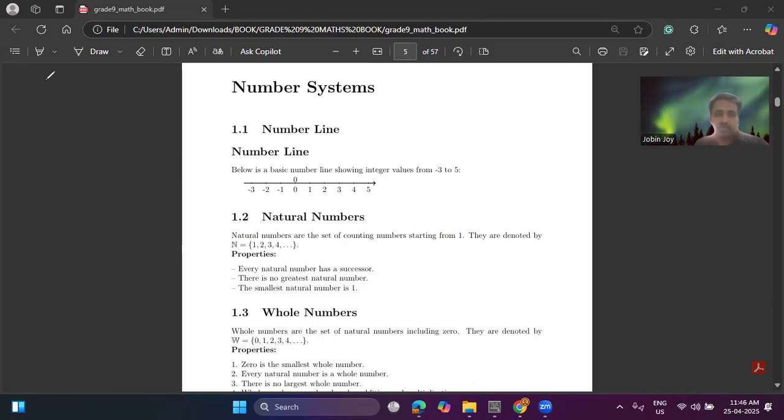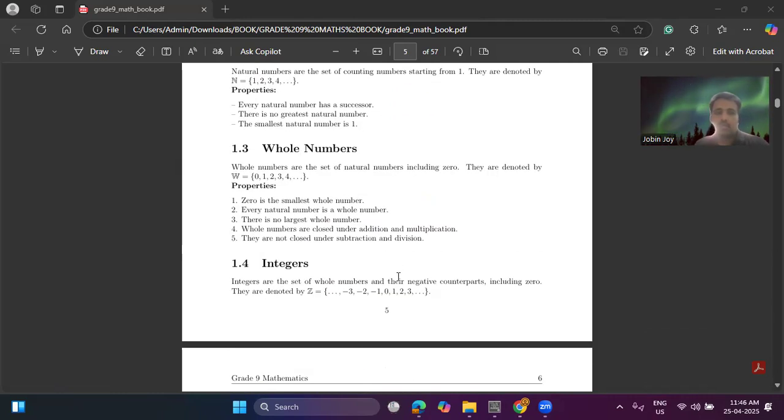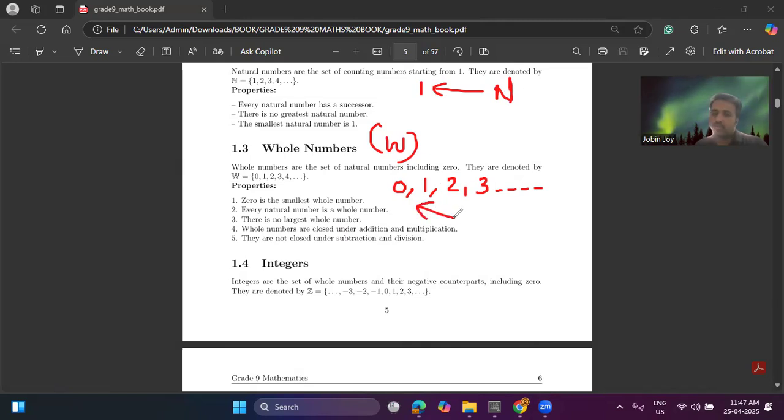Then coming to the next one, whole numbers. What are whole numbers? Whole numbers are represented by the letter W, starting from 0. So natural numbers start from 1, whole numbers start from 0: 0, 1, 2, 3, etc. As you already know, the smallest natural number is 1, and the smallest whole number is 0. Okay.